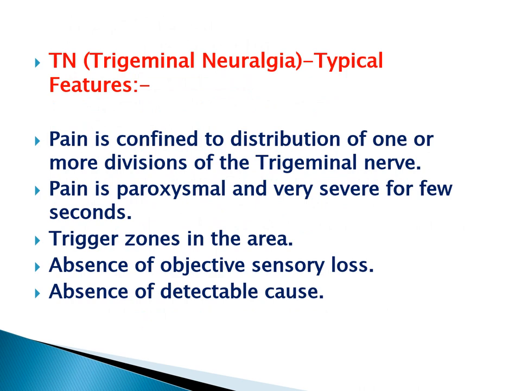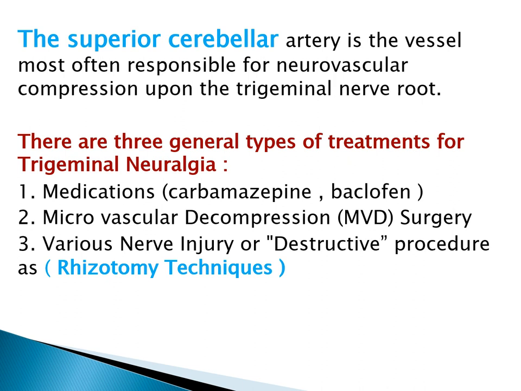Trigeminal neuralgia typical features: pain is confined to the distribution of one or more divisions of the trigeminal nerve. Pain is paroxysmal and very severe for a few seconds. Trigger zones in the area. Absence of objective sensory loss. Absence of detectable cause. The superior cerebellar artery is the vessel most often responsible for neurovascular compression upon the trigeminal nerve root.